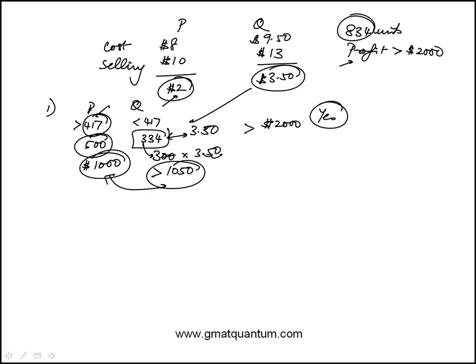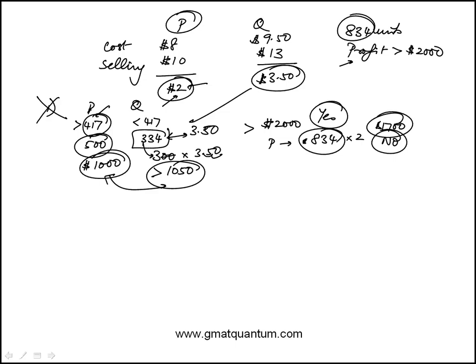Now what about if I go to the other extreme, meaning sell more of P, and in this case, let's say all of the units, 834, were sold of P. In that case, the profit would be twice that because it's $2 per unit, so that would be around $1,700. So in that case, the answer would be no. So I have a yes and a no. One alone is insufficient.